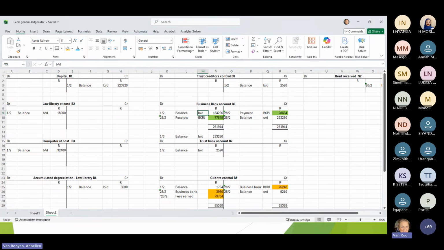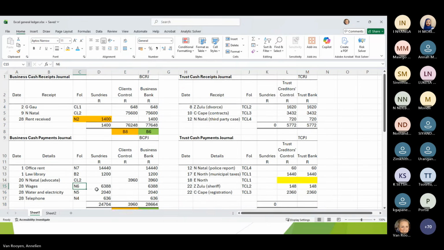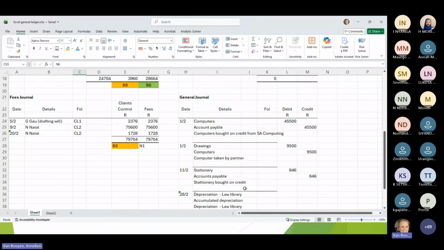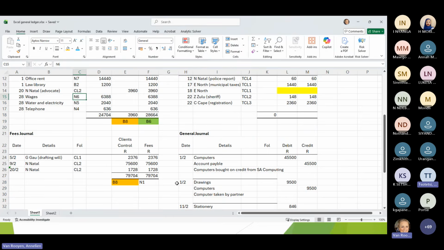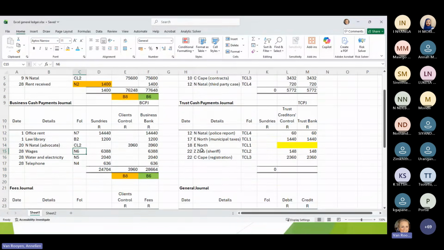Sorry, ma'am. Are you able to advise on which journals we will be writing on next week? All of these. Except the ledger ones? No, all of these. Or no depreciations and whatever, only? Yeah, there's depreciation in the general ledgers. Oh, okay. So if I have covered these journals, then I should be in a position to pass. Yeah, fine, because that includes your depreciation. This includes your fees, and your trust and your business cash. I think that is basically it.